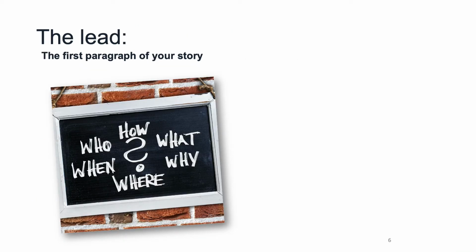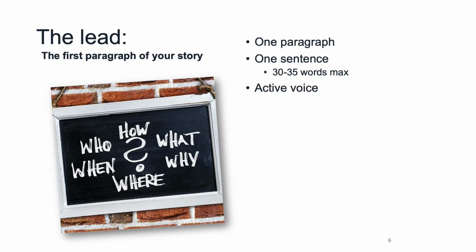Now, the lead is going to be your first paragraph of the story. So, for news writing, until we start feature writing, our lead's going to be one paragraph, and that paragraph is going to be one sentence. And that's going to be 30 to 35 words max. Active voice, right? So, who does what? Start with that, and you'll always write in active voice.